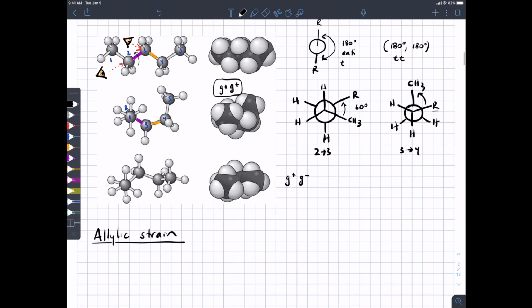And I guess we can draw those Newman projections so that your notes will be complete. It looks like down the bond between.